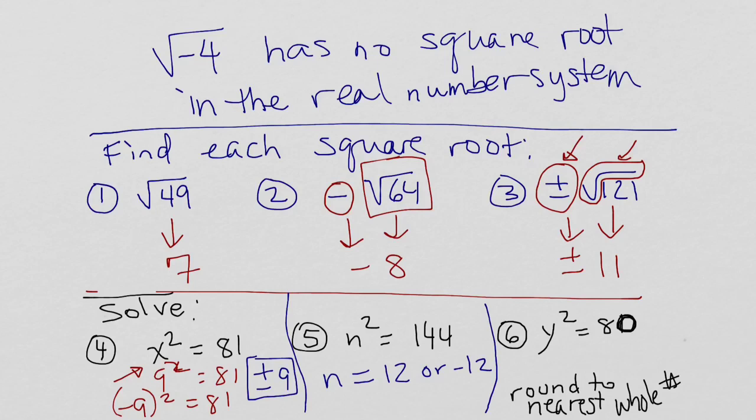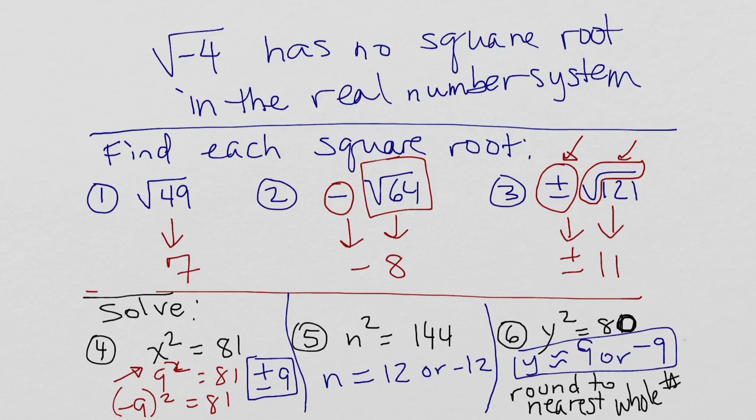Now the last one, number 6, it's saying y squared equals 80, and you can round to the nearest whole number. So what you should be thinking of is, okay, what whole numbers have squares near 80? Well, we just did on number 4 that 9 squared was 81. The number below that is 8. 8 squared is 64, so it is closer to 9. So you could say that y is approximately equal to, and the way that you do that is with a little squiggly equal sign, approximately equal to 9 or -9. So there are still two answers there as well.